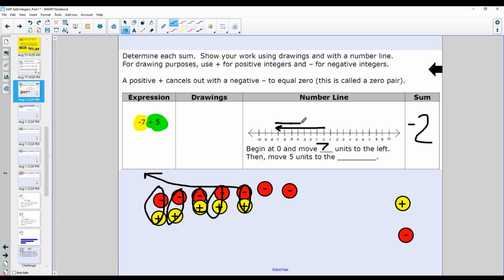1, 2, 3, 4, 5. And where did I stop at? To the right. And so where do I stop at? I stop at -2. So that's another way.